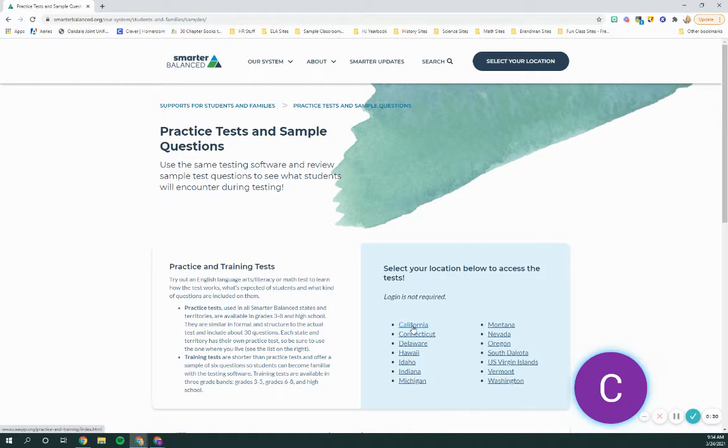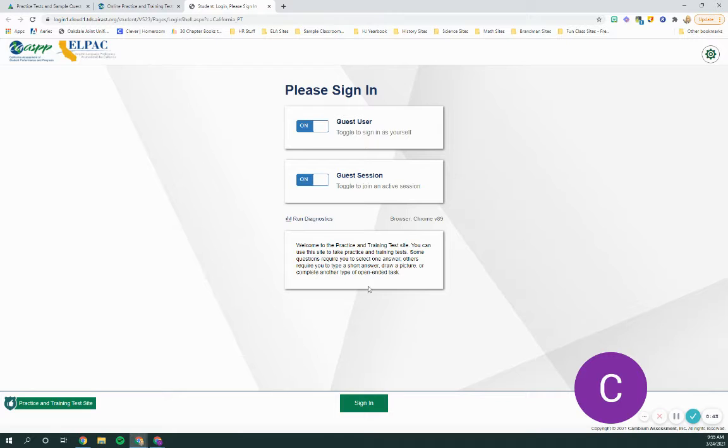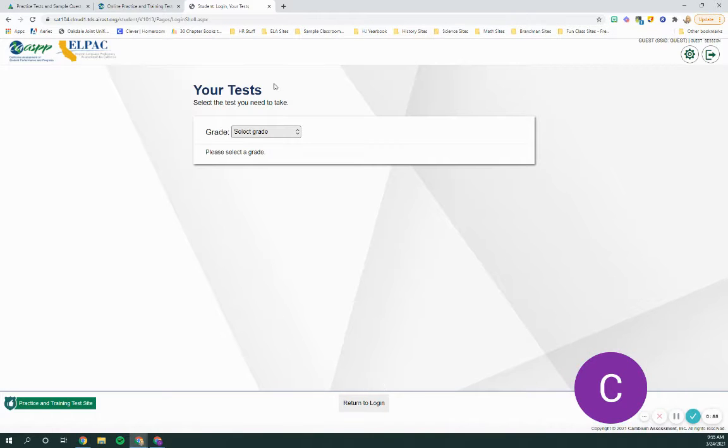You're going to choose your location as being California. And this green tab right here says Student Interface Practice and Training Test. If you click right here, you can do guest user, guest session, just like that. Click down here on Sign In. Give it just a minute to load.